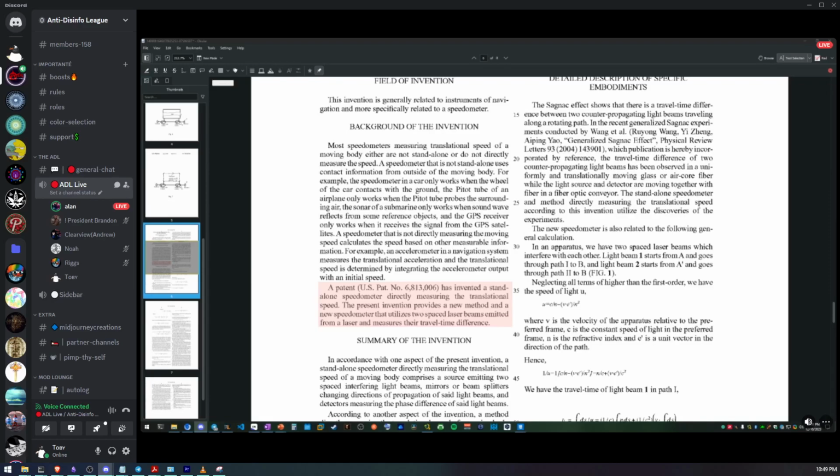A speedometer that is not directly measuring the moving speed calculates the speed based on other measurable information. For example, the accelerometer in a navigation system measures the translational acceleration, and the translational speed is determined by integrating the accelerometer output with the initial speed. So you'd still have to go back outside. You're still referencing some of the reference frame.